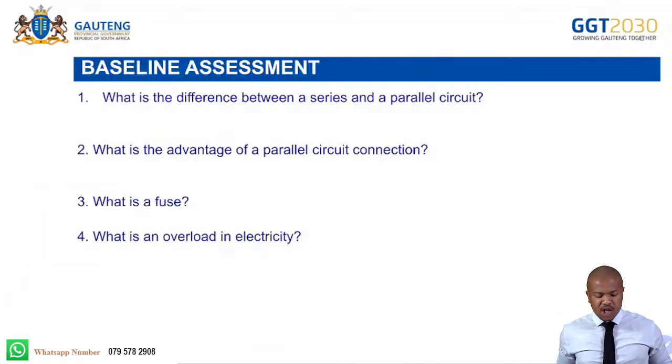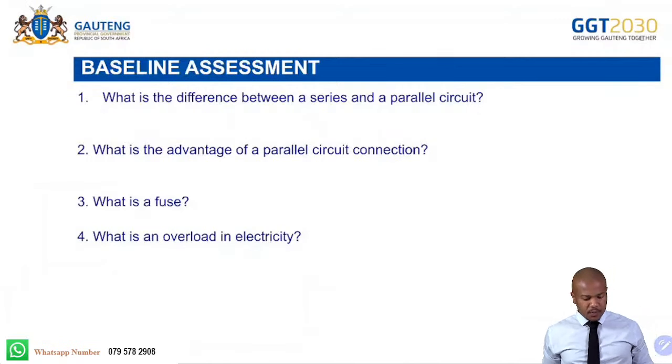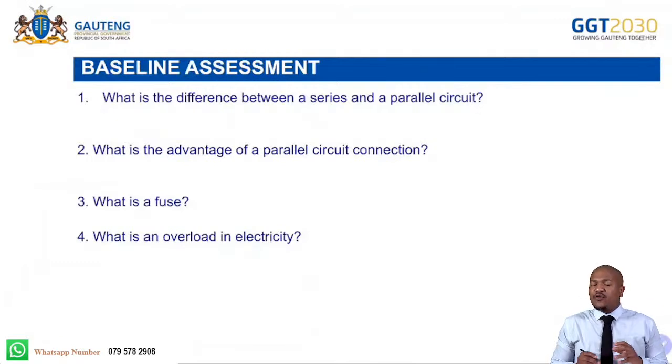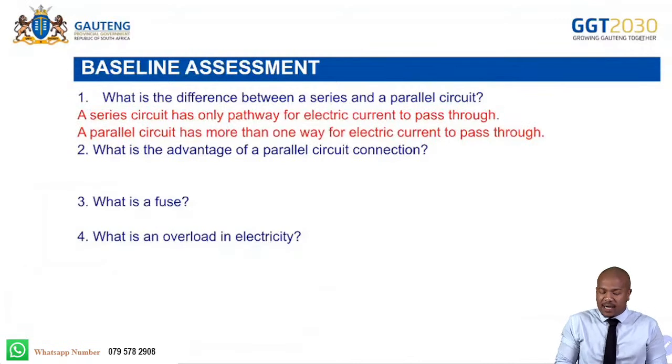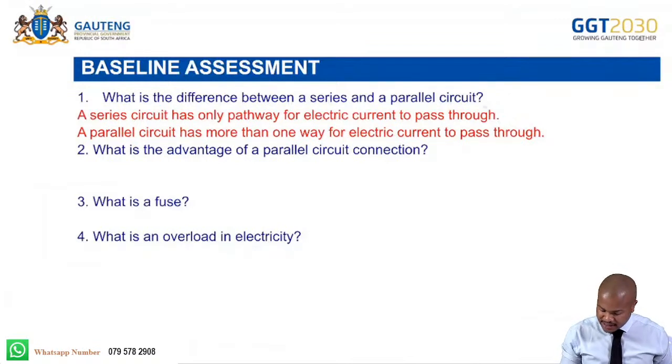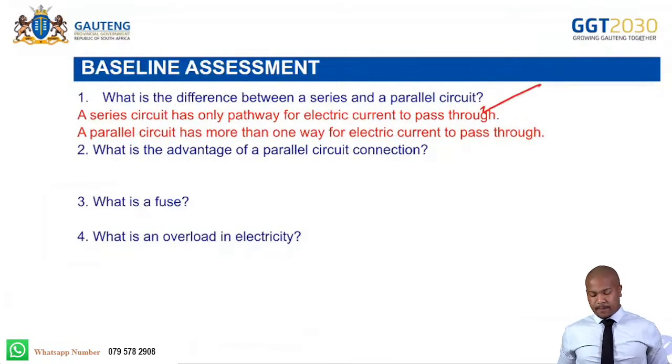Are we together? Now let's do the solutions together. Number one, what is the difference between a series and a parallel circuit? The difference is that a series circuit only has one pathway for the current to pass through. It only has one pathway for the flow of current. That is a series circuit.